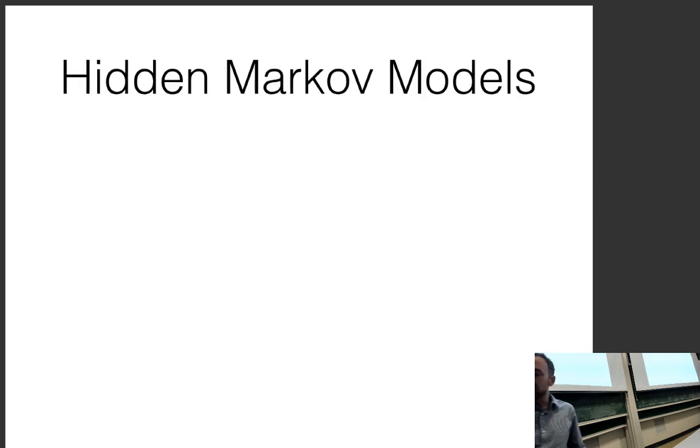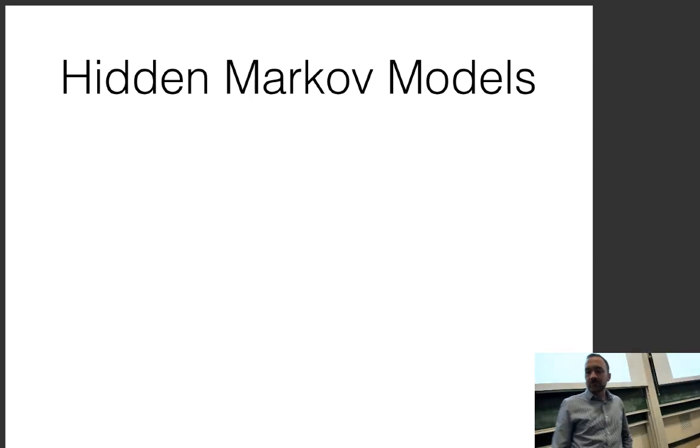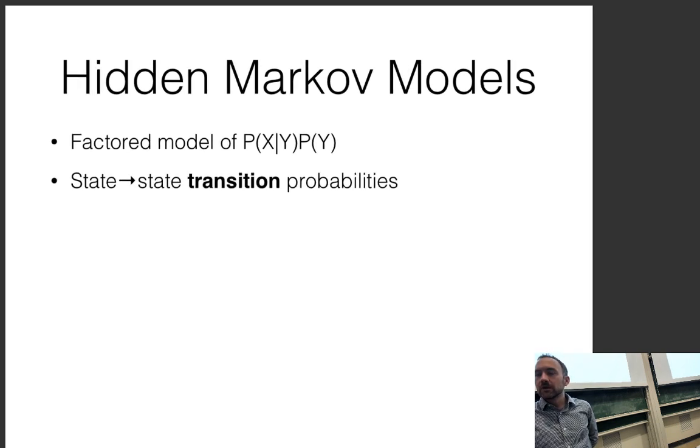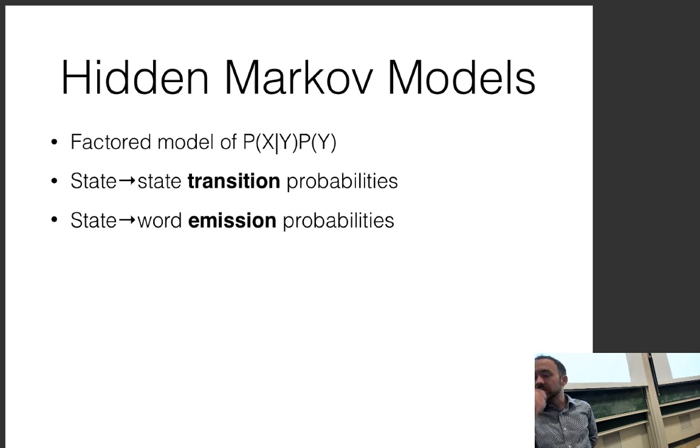So maybe the more interesting problem is clustering words in context. One way of doing this, which I already talked about before a little bit, is hidden Markov models. Or actually, I think people know hidden Markov models, but I don't know if I've actually explicitly talked about it before. But hidden Markov models are basically a factored generative model of the output given some hidden structure. And they consist of state transition probabilities and also word emission probabilities.